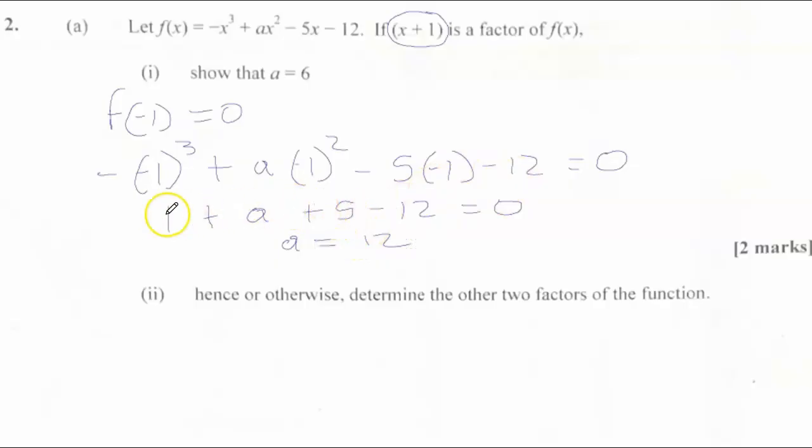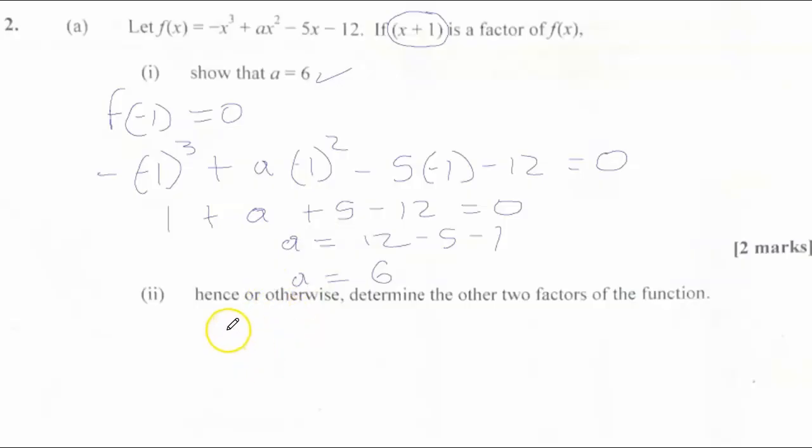Group positive 5 and positive 1. We get negative 5 and minus 1. So a is equal to 12 minus 5 minus 1. That's 6. So we have shown that. Hence or otherwise, determine the other two factors of a function.